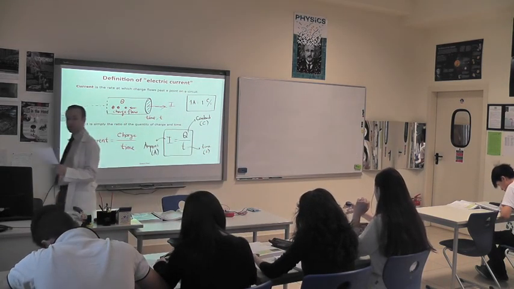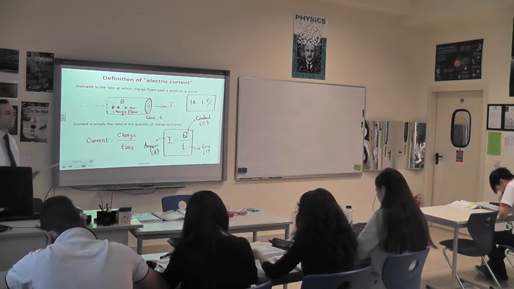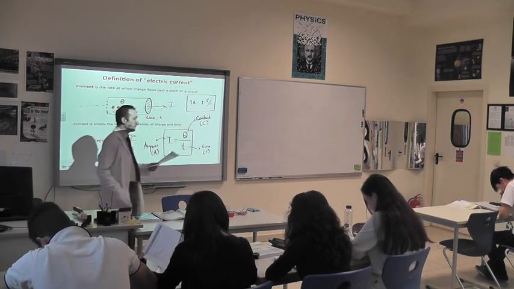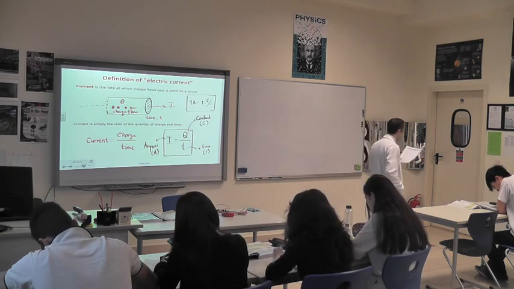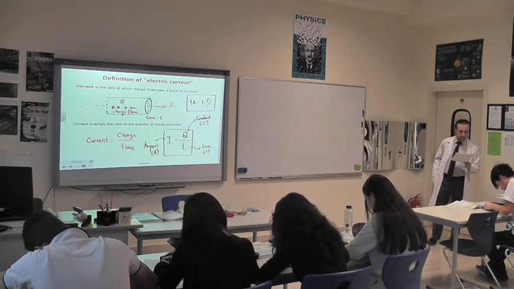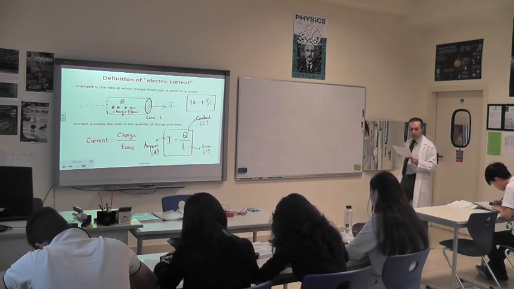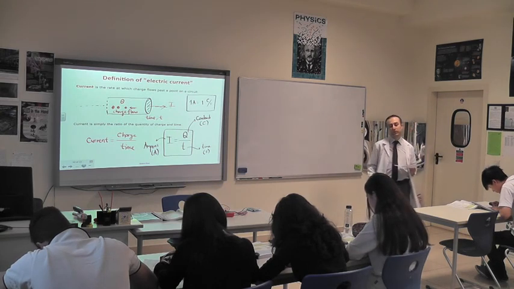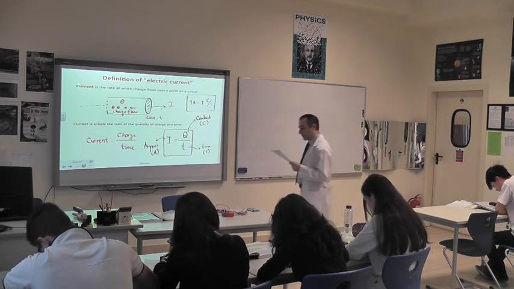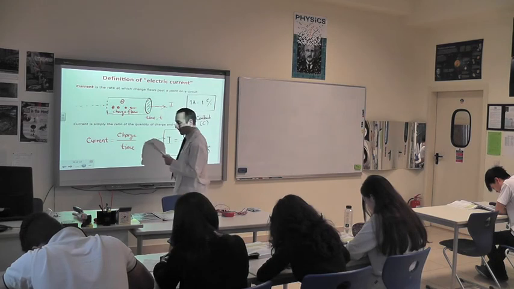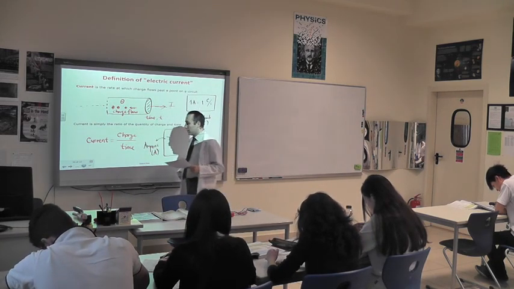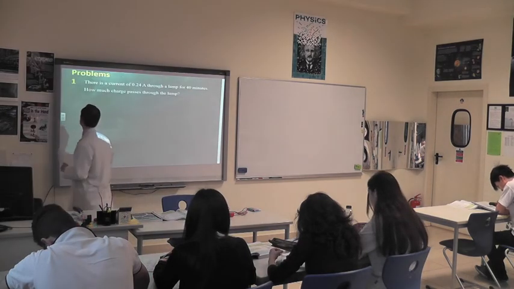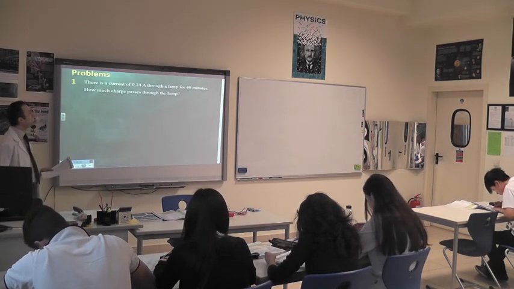The first question. Yuan, can you tell me which of the following is the base SI unit for electric charge? Ampere, Coulomb, Ohm, or volt? Which one? Coulomb. That's right. Okay. Number 3. We skip number 2. It's actually number 1 here.